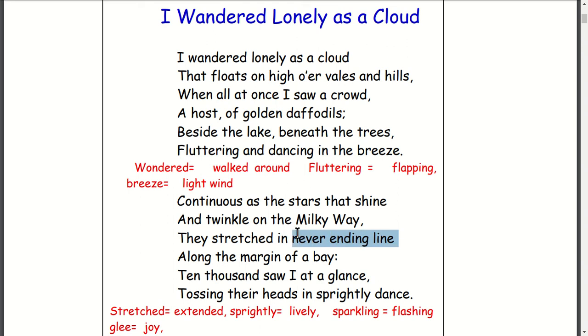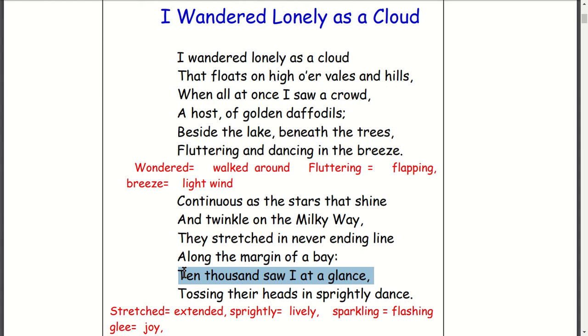They were too many, and his eyes could not find out how many were there. That means there was a long line, very many, a big line. He could not see the ending of the line. They stretched in a never-ending line along the margin of the bay, meaning the side of the sea or lake. Margin of the bay, ten thousand at a glance: generally the poet exaggerates here.